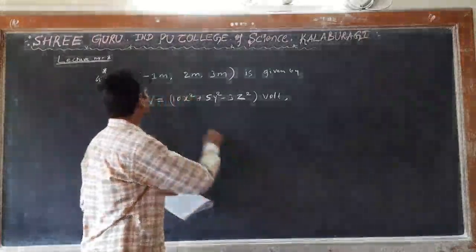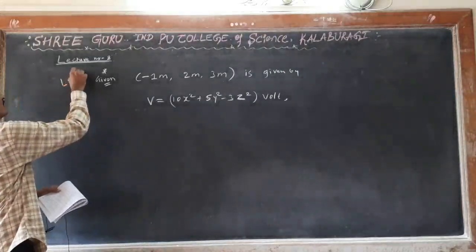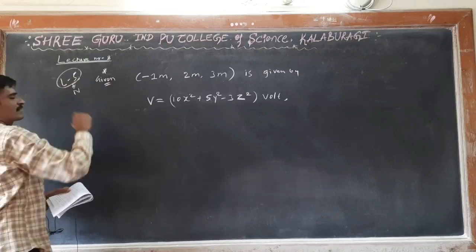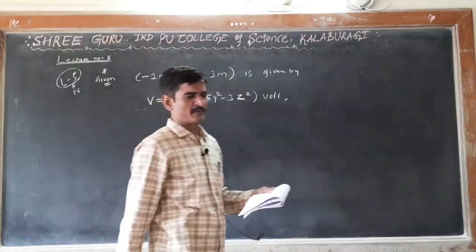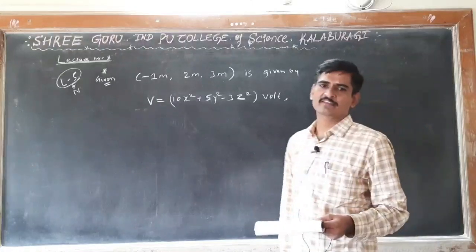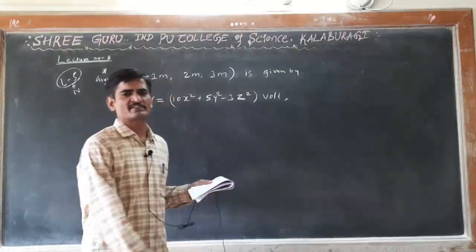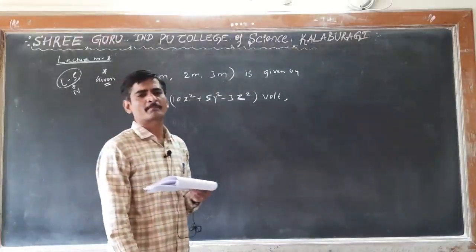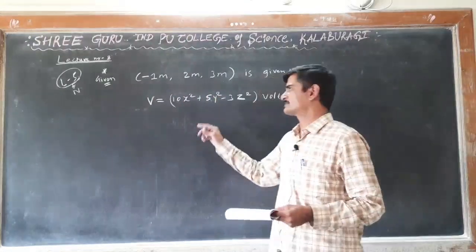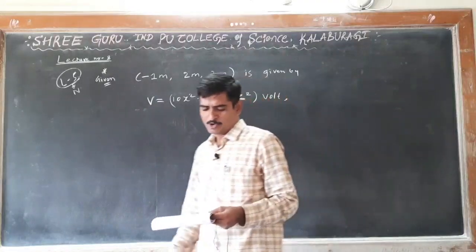This is a problem related to lecture number 5. It is a numerical related to lecture number 5. The theory of this is in lecture number 5, that is, the relation between electric potential and electric field intensity.